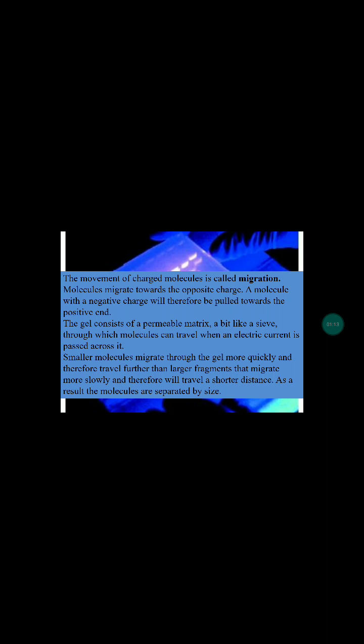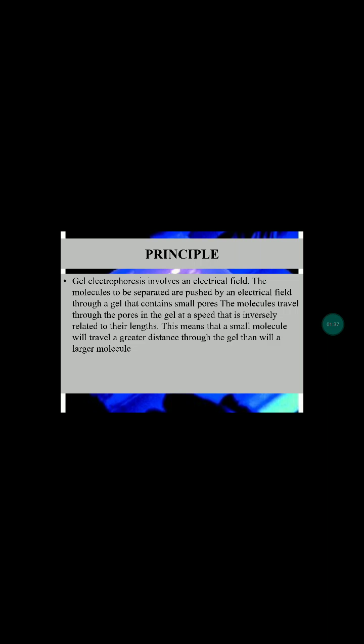The gel consists of a permeable matrix, a bit like a sieve, through which molecules can travel when an electric current is passed across it. Smaller molecules migrate through the gel more quickly and therefore travel further than larger fragments, which migrate more slowly and therefore travel a shorter distance. As a result, the molecules are separated by size.